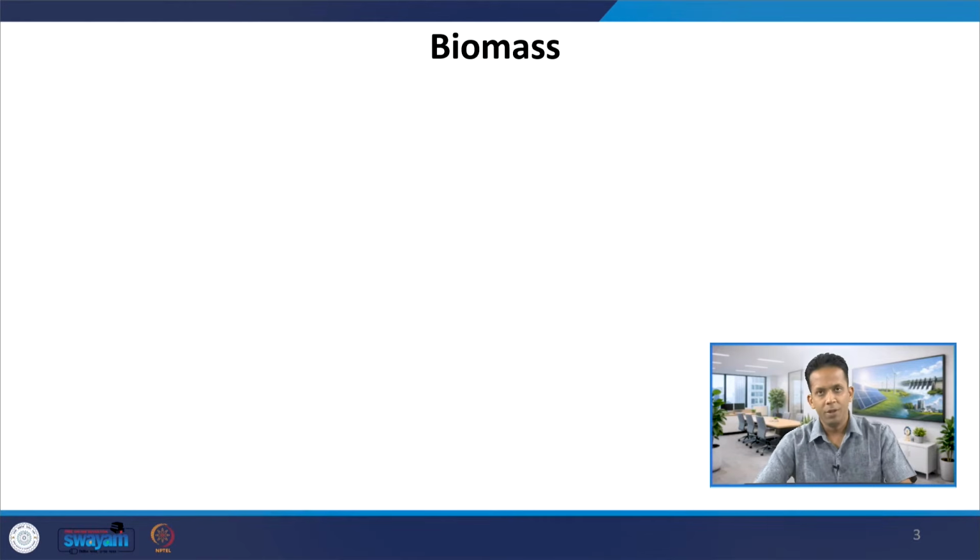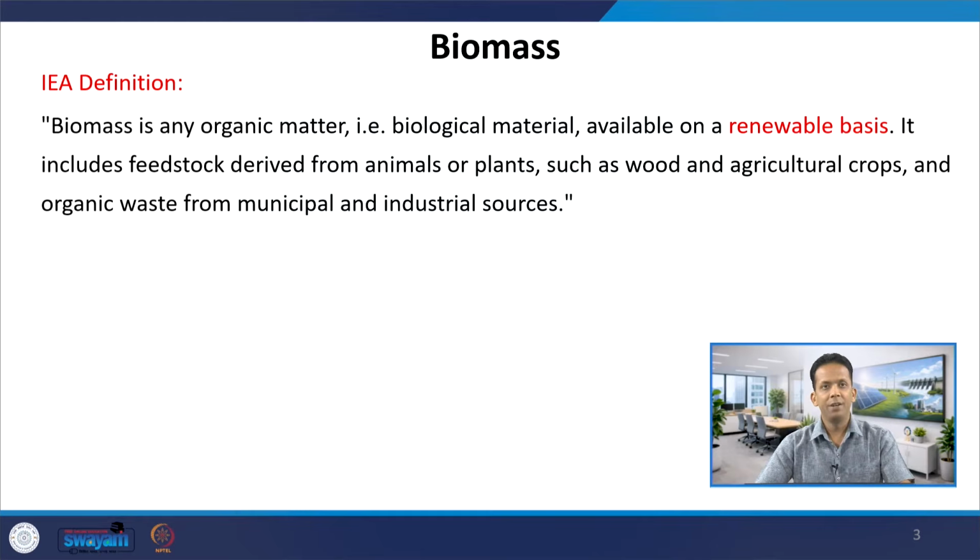So, what is biomass? IEA, the International Energy Agency, defines biomass as any organic matter or biological material which is available on a renewable basis. So, we can think of organic matter which contains mainly hydrocarbons, and they are basically derived from biological sources. For example, plants, animals, human beings, and the waste products coming out of these species.